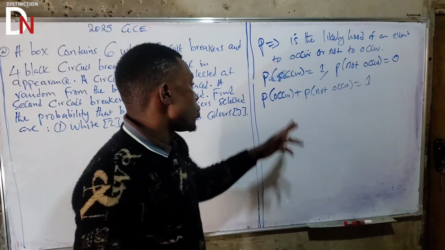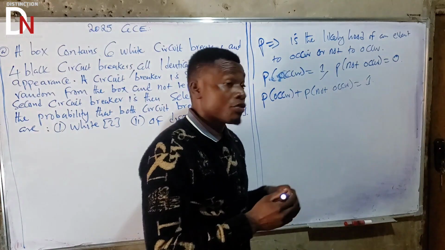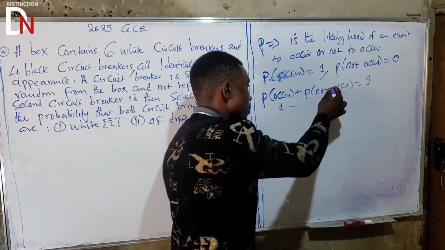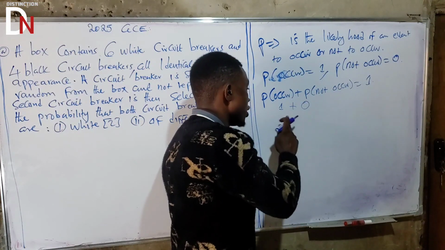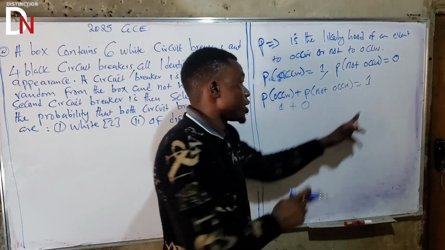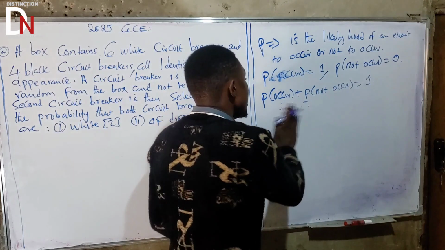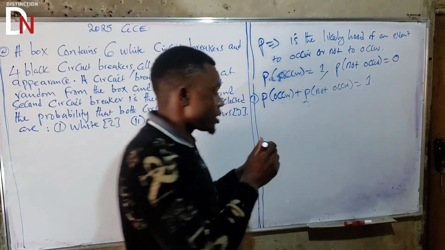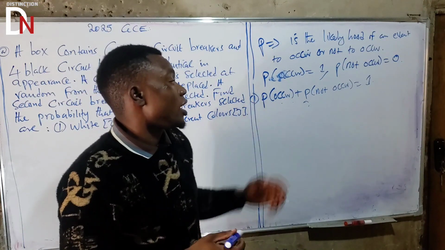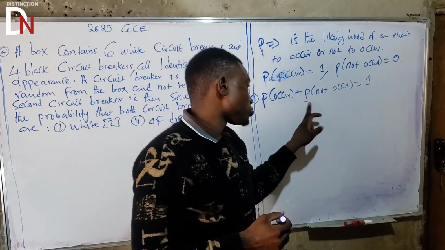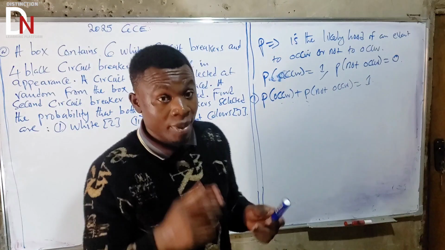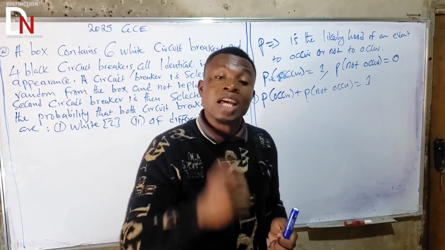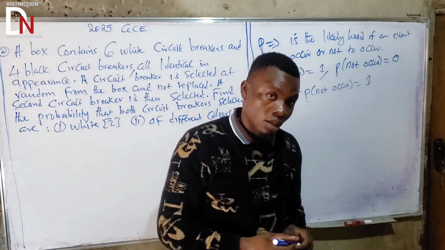Why 1? Because we know to say the probability of something to occur is 1 plus the probability of something not to occur is 0. If we were to add 1 plus 0, we'll get 1, like that. This is a very important formula, and we normally use this formula in mathematics paper 1, both for grade 12s as well as GCE.